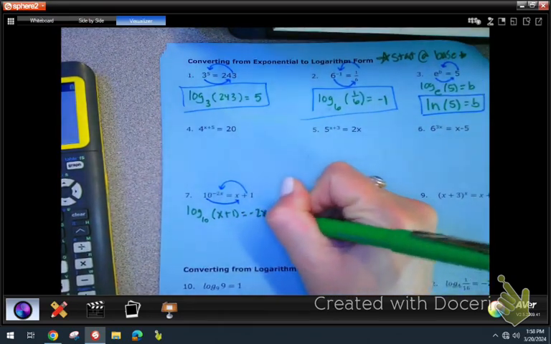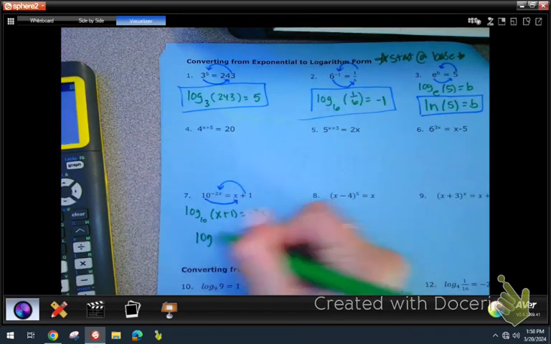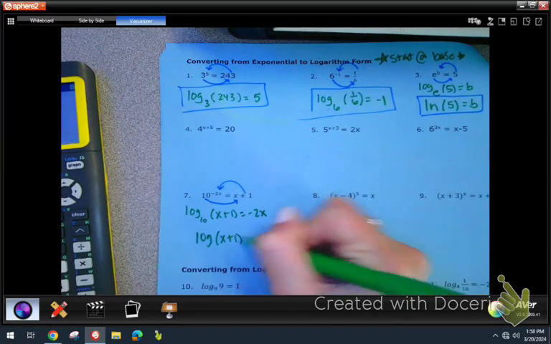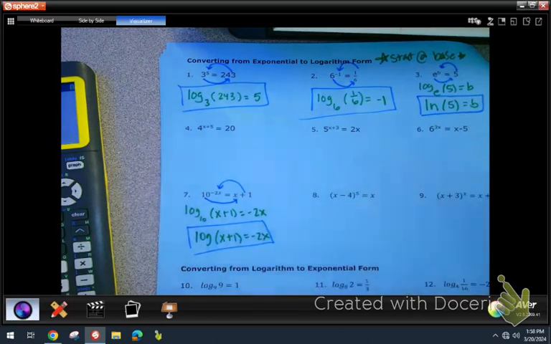Negative 2x. Now, we're not solving anything. So even though it looks kind of ugly to leave it, the only thing I want you to do before you box your final answer is do what? Just write log of x plus 1 equals negative 2x. And then you're finished there. Okay? So we're not solving anything. We're just converting and stopping there.